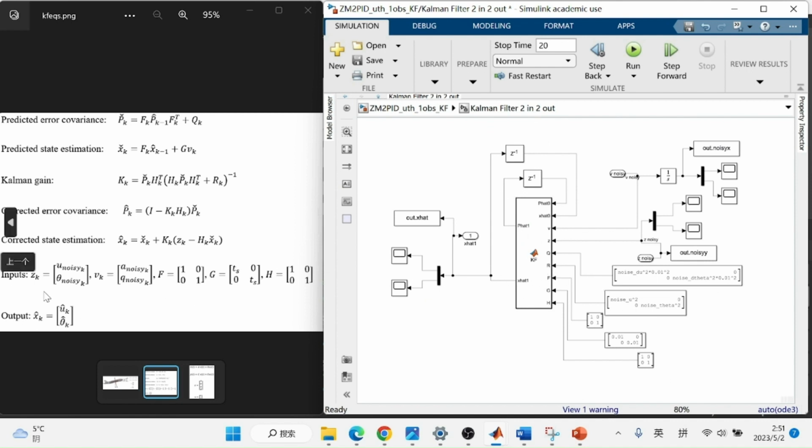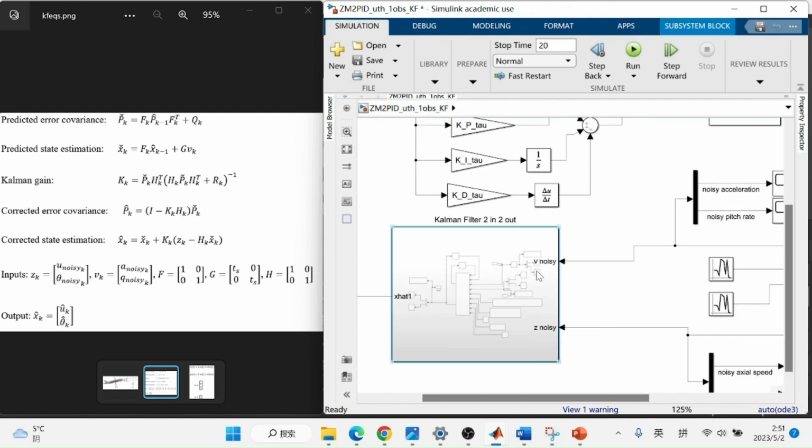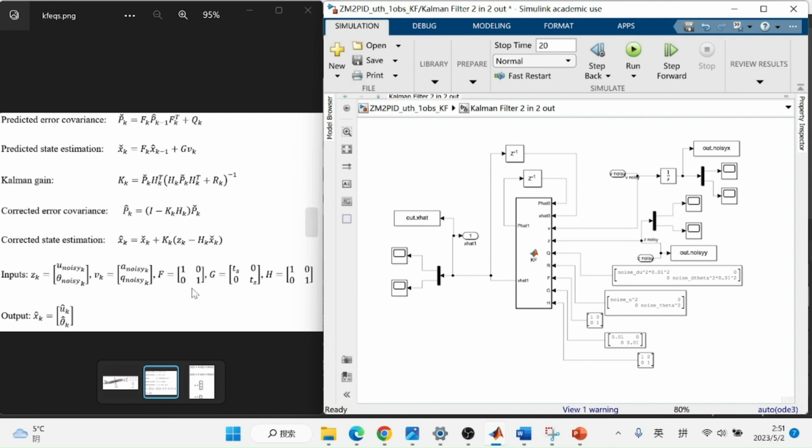Now let's look at the inputs to the Kalman filter. So this Z and V are essentially these input ports coming from the sensors here. The Z is the noisy axial speed and pitch angle measurements coming from the sensors. And the V is the noisy acceleration and pitch rate measurements coming from another set of sensors, and they are fed time step by time step. These F, G, and H matrices are constant, which means they do not change per time step.